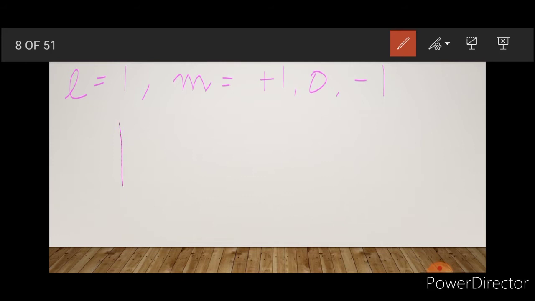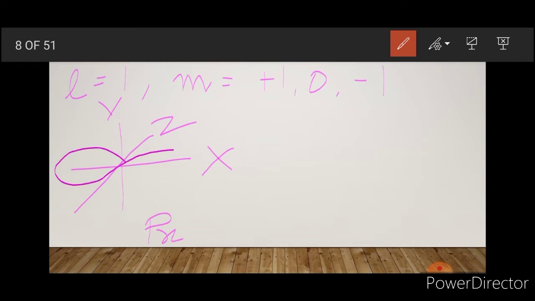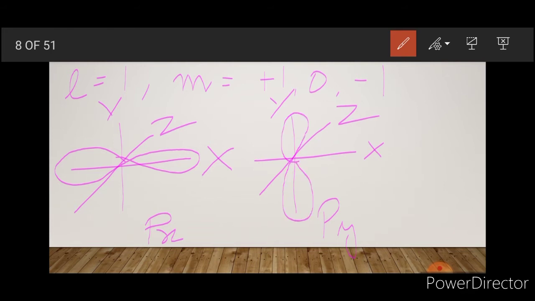Let's draw px. This is x-axis, this is y-axis, this is z-axis. If I am saying px, so the two lobes will be drawn on x-axis. Now let's draw py, x, y, z. And I am going to draw py. So this is your py. Now let's draw pz, x, y, z. This is your pz.